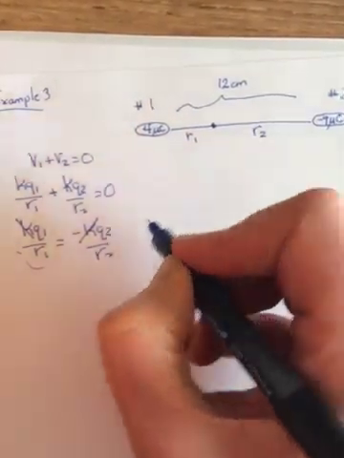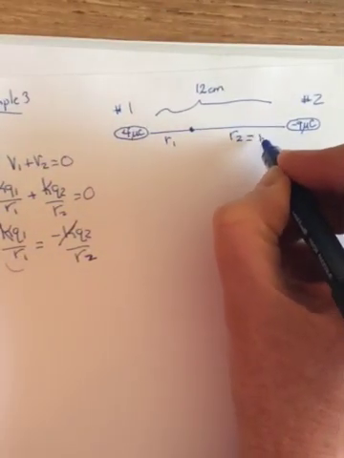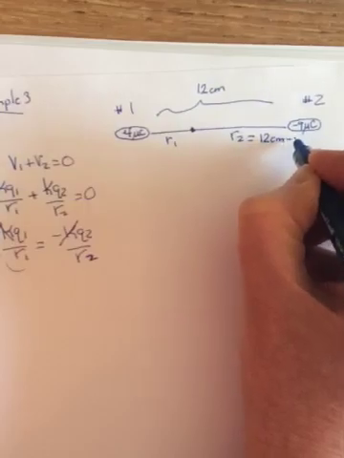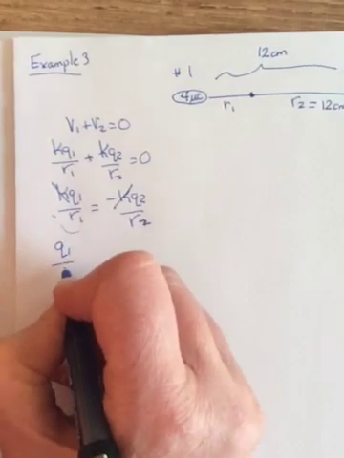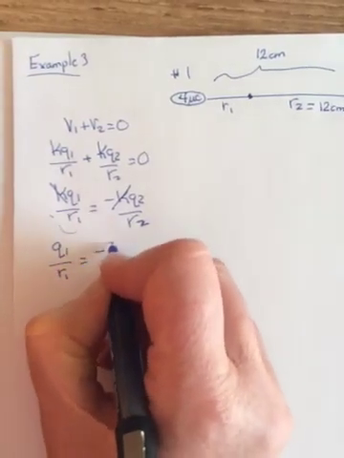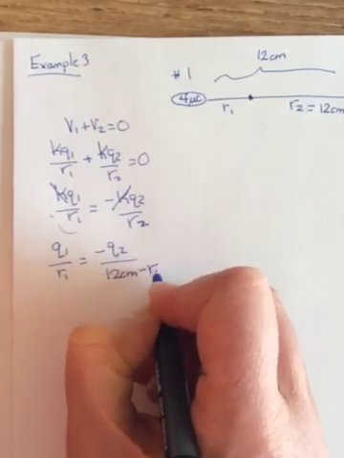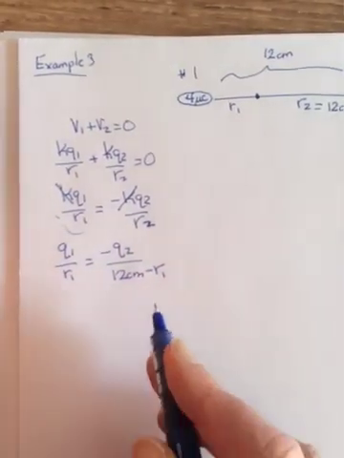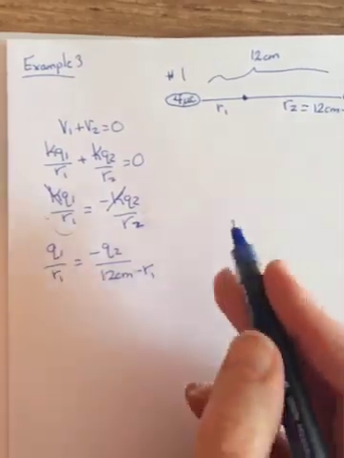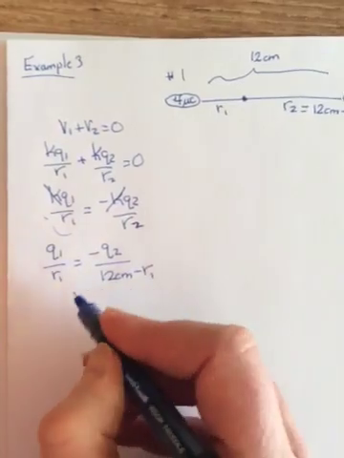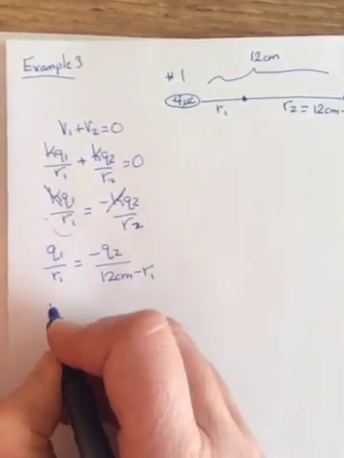And so it looks like we have two unknowns, but we really don't, because r2 is just going to be equal to 12 centimeters minus r1. So if I go down here, then this is q1 over r1 is equal to negative q2 over 12 centimeters minus r1. And now I only have one unknown. I don't have to change the 12 centimeters to 0.12 of a meter. I can leave it in centimeters because I'm just looking for a distance, and it's okay if I get that in centimeters. So cross multiply.